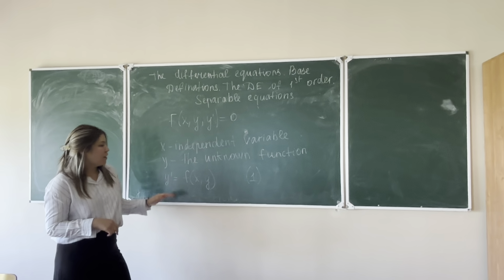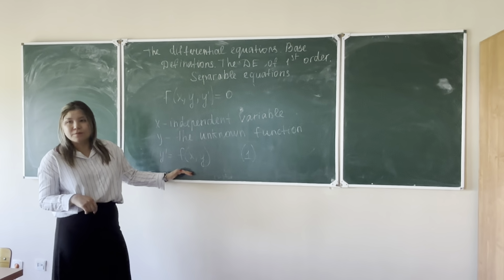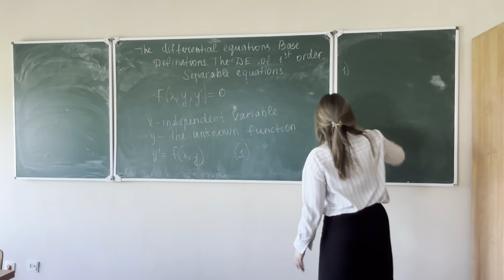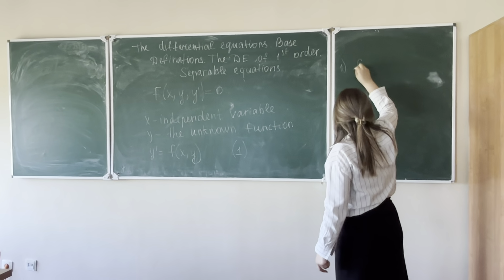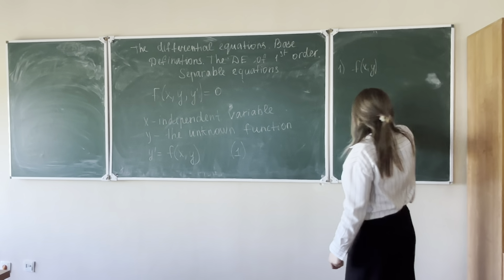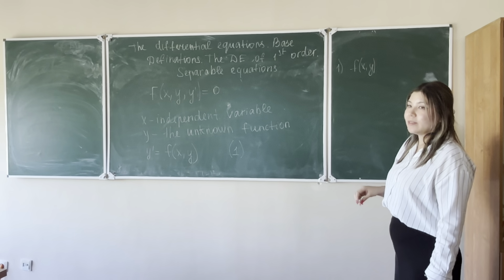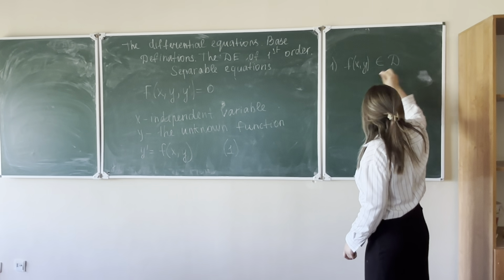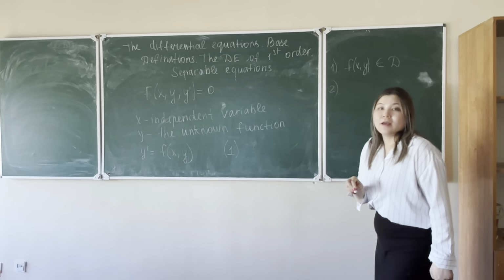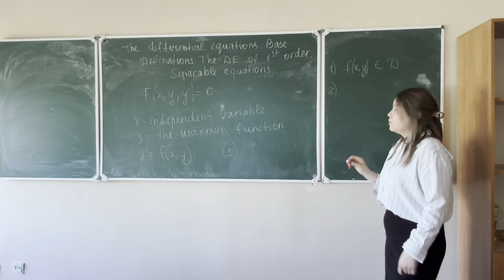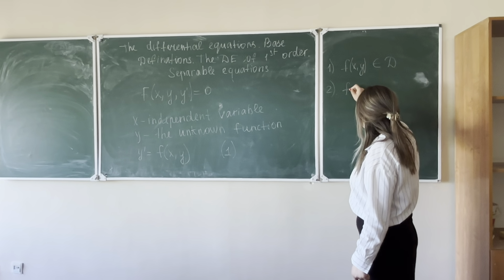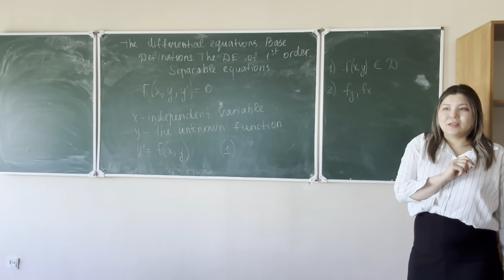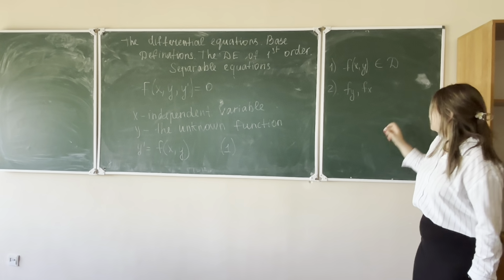For this equation, for the function f, we can write two conditions. First, the function f of x and y must be continuous in the domain D of the plane. And the second condition is that its partial derivatives with respect to both variables, f_y and f_x, should exist and be bounded in D.